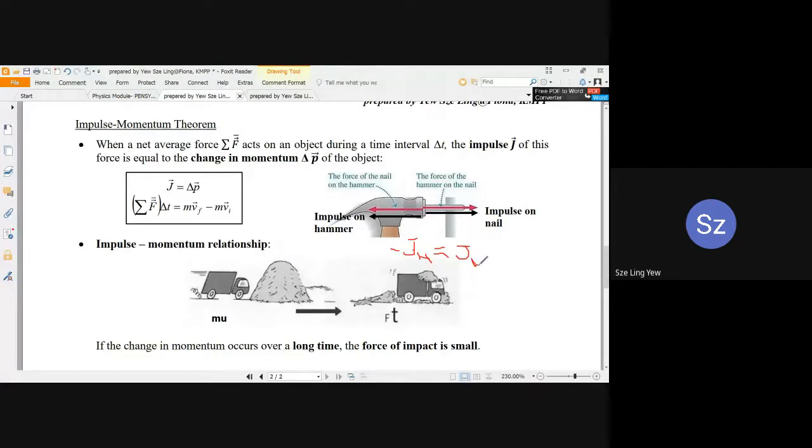This one is a bit hard to write, so you write it yourself if you want, because it's a bit hard to write with my device. So for hammer and nail, you can calculate using the same equation, just that you have to look at the question. See whether the question is asking for impulse on the hammer or impulse on the nail. Then you determine whether you want to use the one with a positive value or the one with a negative value.